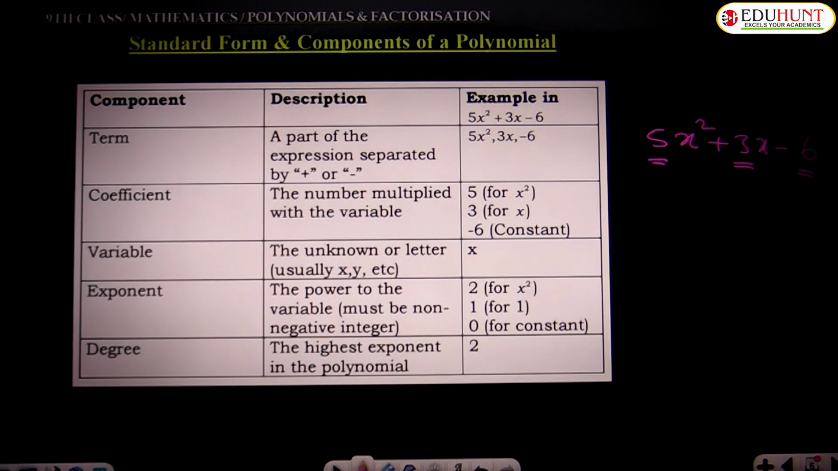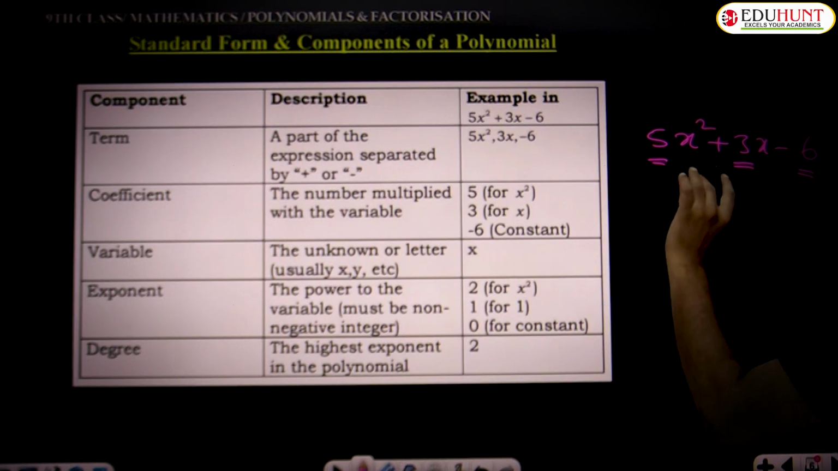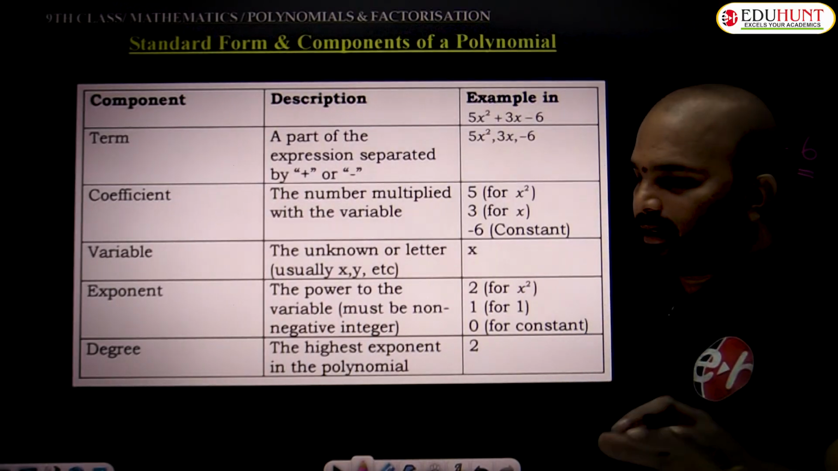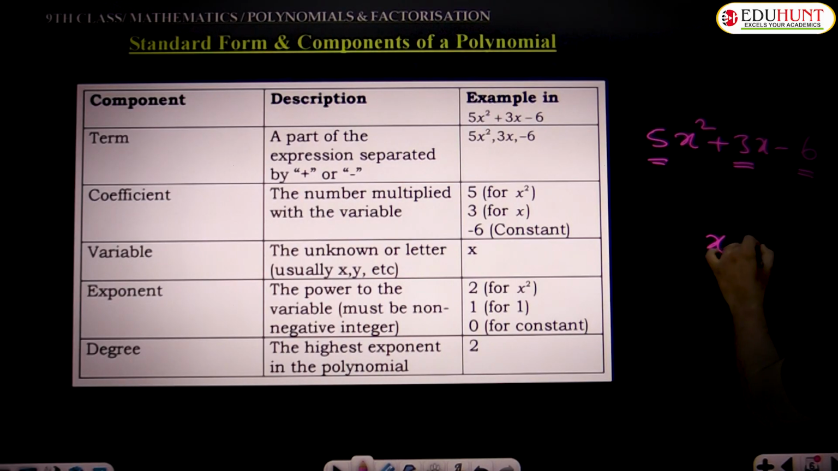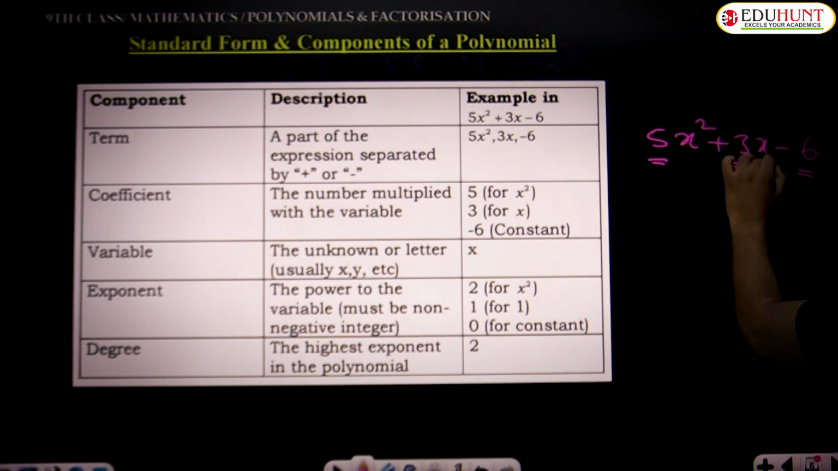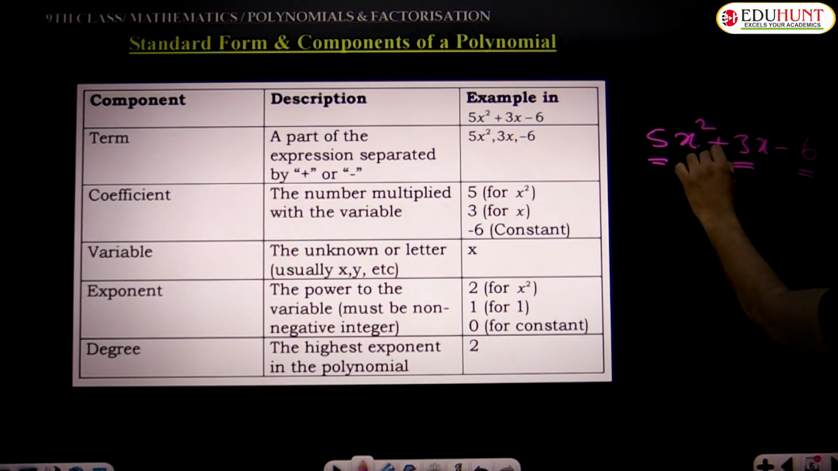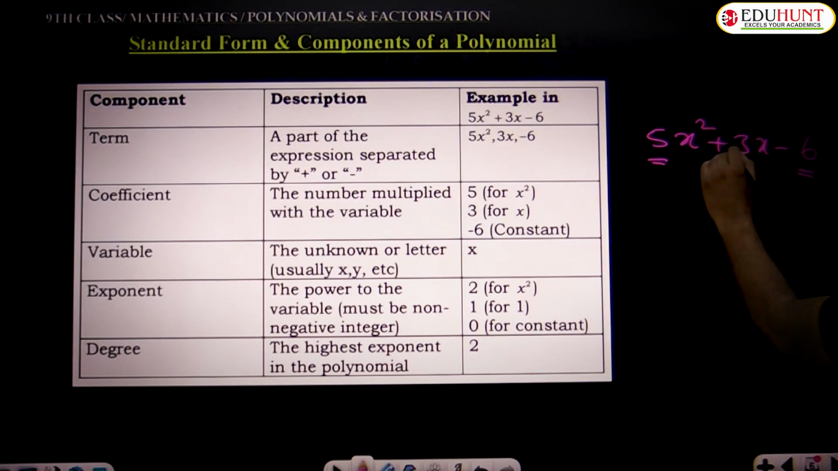Next one, variable. The unknown letter, usually x, y, etc. Variables can be any of the 26 letters of the English alphabet, but almost always x, y, z are used. Here x is the variable. Only one variable is mentioned in 5x square plus 3x minus 6. X is a variable, an unknown letter, usually x or y. What does exponent mean? The power of the variable must be a non-negative integer. That is a very important valid point.